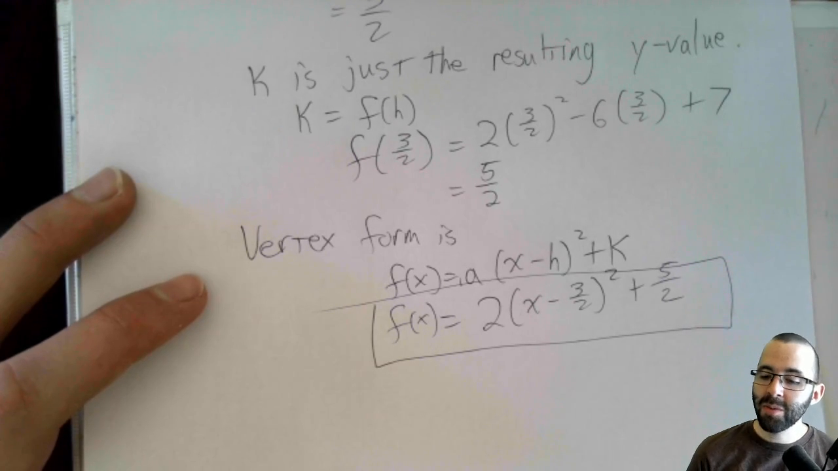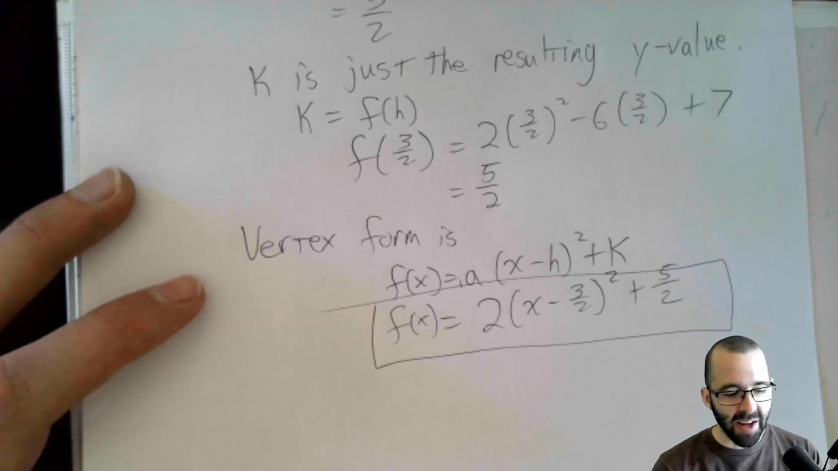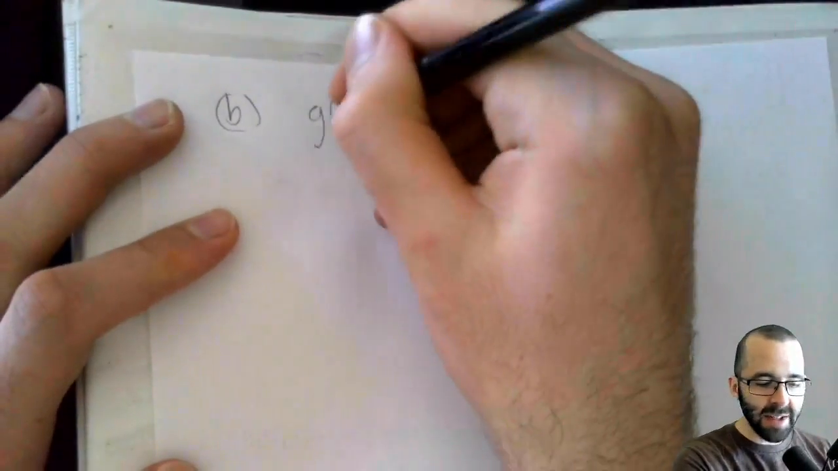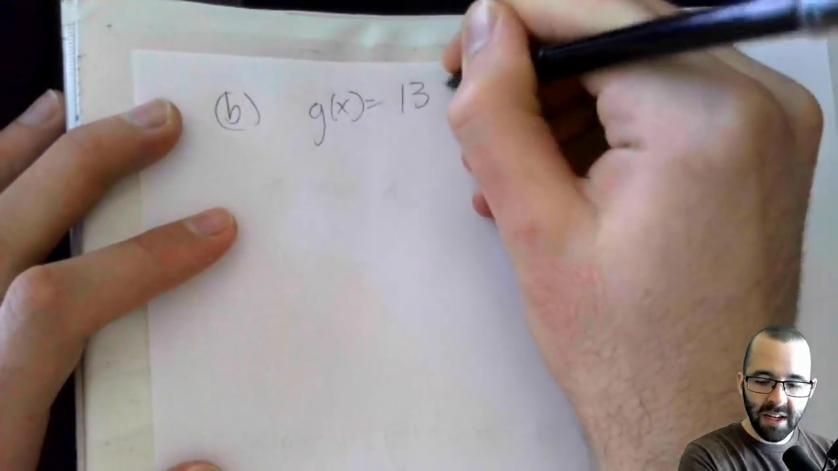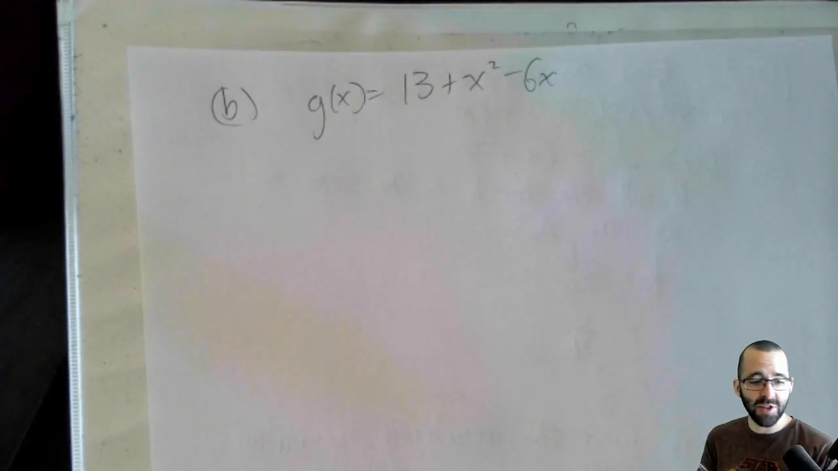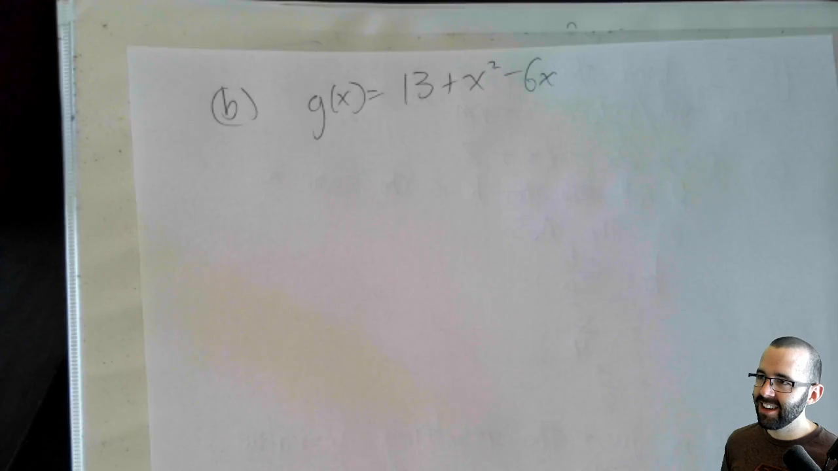You could also complete the square. So I'll show you what I mean by that. If you want to do it this way, do it that way. But if you say, Jason, I love completing the square, then part B is the method for you. Okay? Part B is going to be g of x is equal to 13 plus x squared minus 6x. Regardless of which method you're doing, though, you should look at this and say, this is not good. I don't want to do it this way.